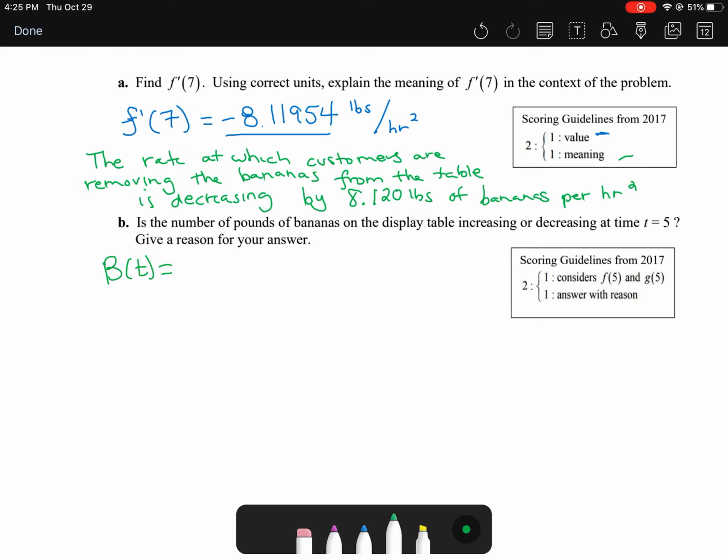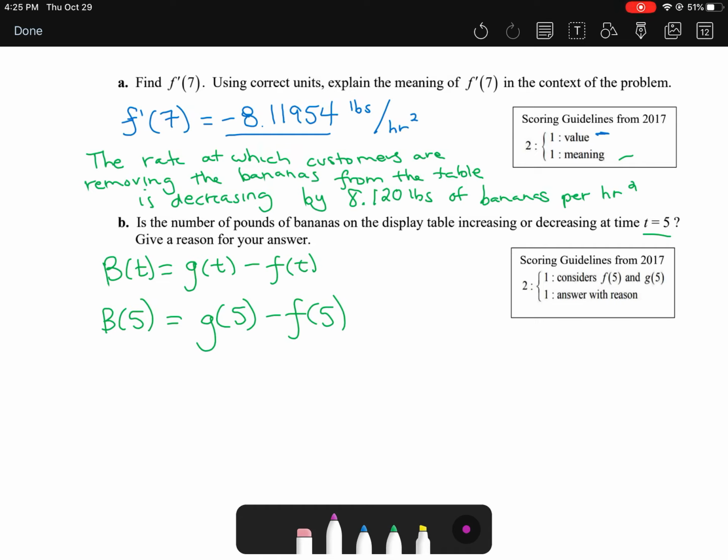Now here's where you got to be careful. A lot of times you want to, if the first equation you would use is your rate in. It's not always the case. You want to make sure you read the problem. The F of t is my rate out. The customers are removing it. The people are stocking it is G of t. So B of t is equal to G of t minus F of t. Okay, well again, we want it at 5. So B of 5 is equal to G of 5 minus F of 5.